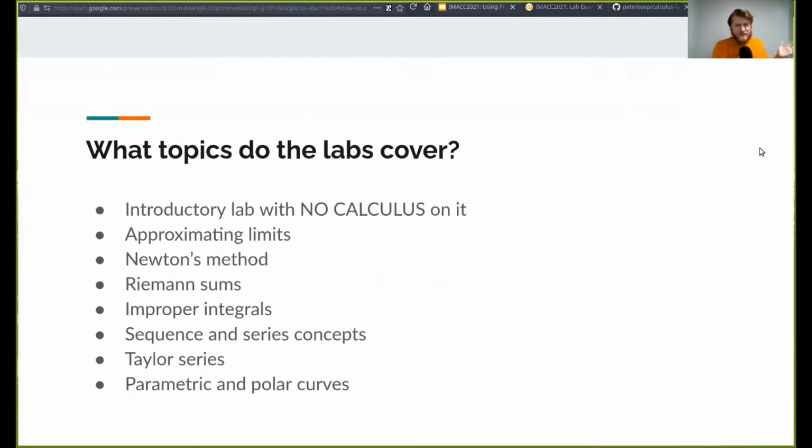These are some of the topics that we cover. I started small when I built these, and so I'm continually adding to this whenever I'm thinking it's appropriate. I do this for single variable calculus, so Calc 1 and 2.